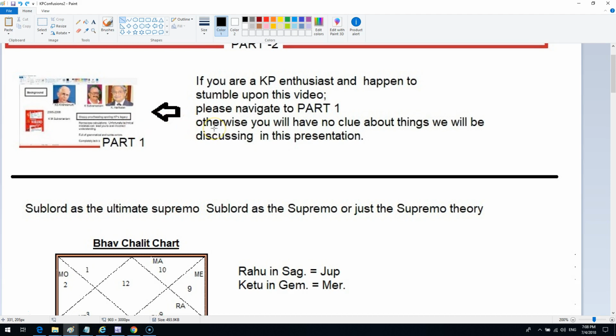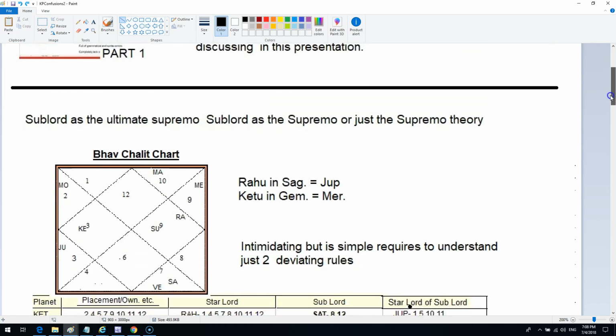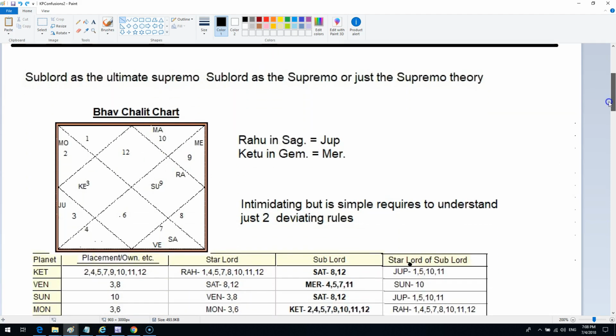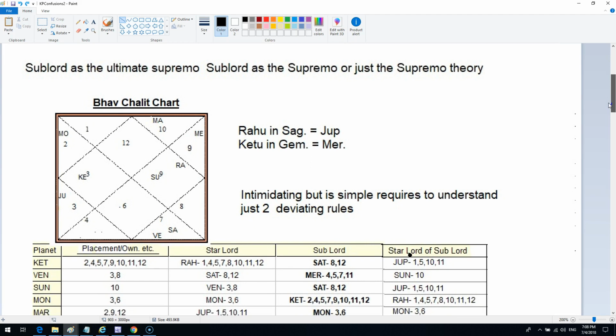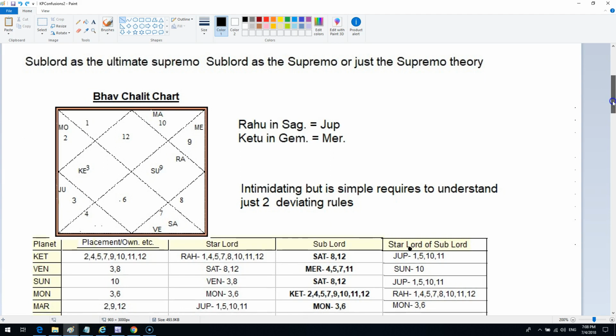Now, in that particular book, he has not mentioned or given any name to this new method. But time and again, they have used the word sublord as the ultimate decider, or sublord as the boss, or sublord as the supremo. So what I'm going to do is just call the new theory the supremo theory, just for the purpose of convenience and nothing else.